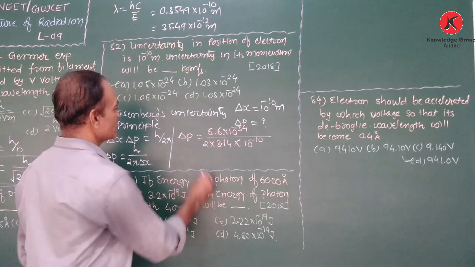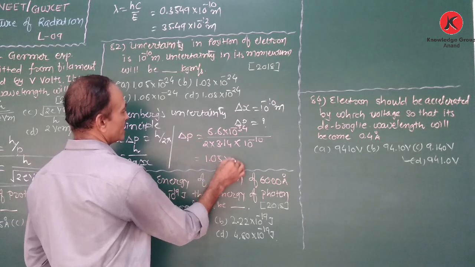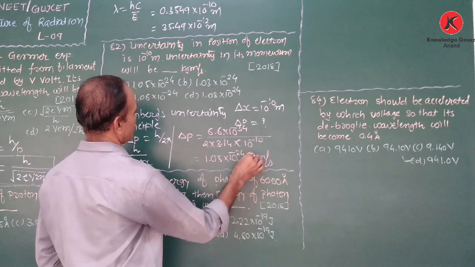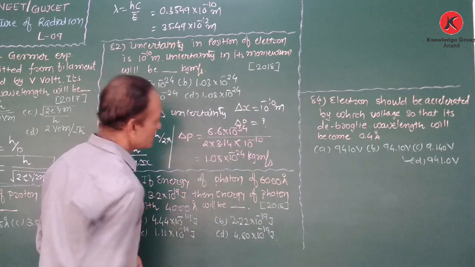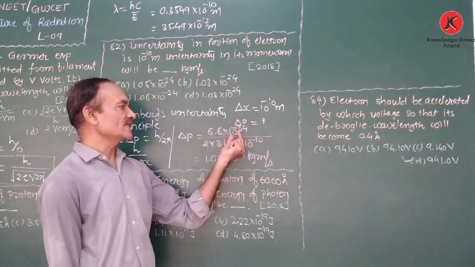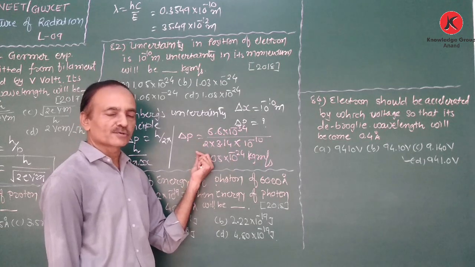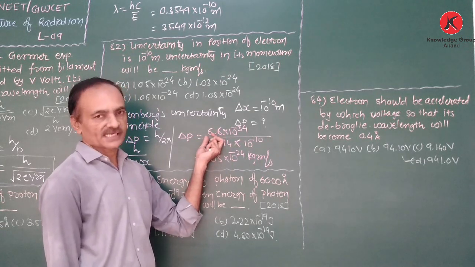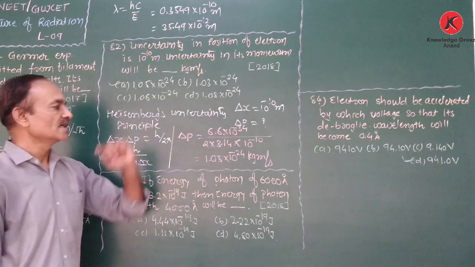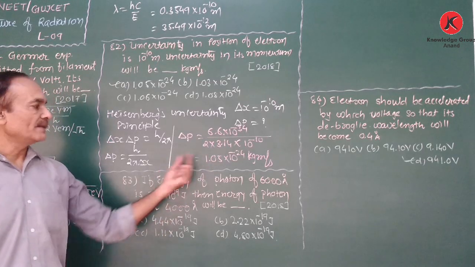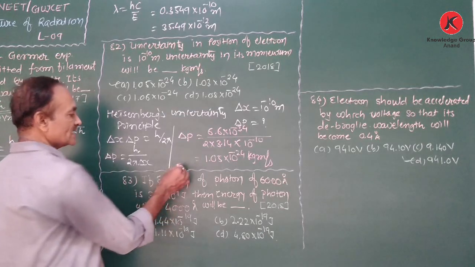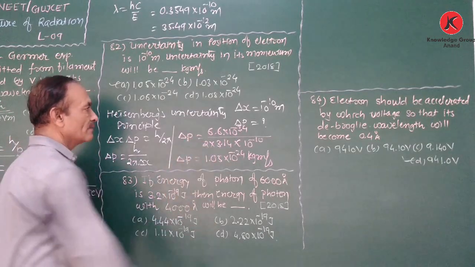Therefore, we obtain the answer is 1.05 into 10 is to minus 24 kg meter per second, because this 10 is to minus 10 goes up and becomes 10 is to minus 24. 3.14 into 6.28. Here 6.6 divided by 6.28 into 10 is to minus 24. So we get the answer 1.05 into 10 is to minus 24 kg meter per second. That is the uncertainty in momentum of an electron.